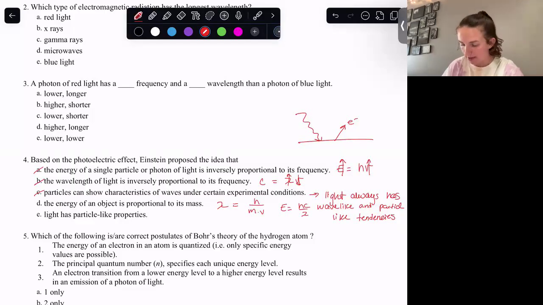The photoelectric effect is that light has particle-like properties because we shone a wave onto a plane of something, and an electron came off, or a particle came off. The only way that could happen is if that wave was also a particle. So that's what we learned from 4, and that's why 4 is going to be E.